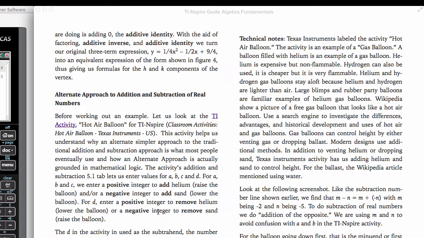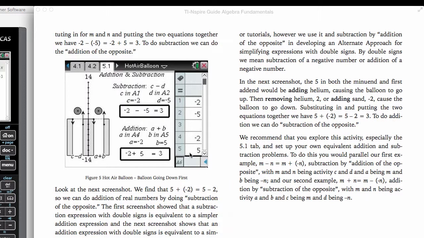We're going to use a positive and negative on the sand. So if we add sand, we're going to lower the balloon, and if we take away sand, we're going to raise the balloon. This is shown on our calculator, and what we see is that the subtraction of a negative is the same as the addition of a positive. They came up with the same answer. You can think of this balloon as sitting in a canyon and going down in the canyon and coming up. So this is the traditional change of subtraction to addition of the opposite.